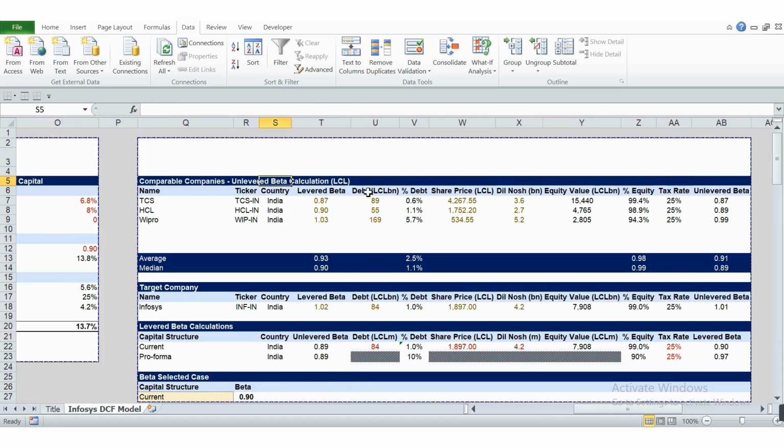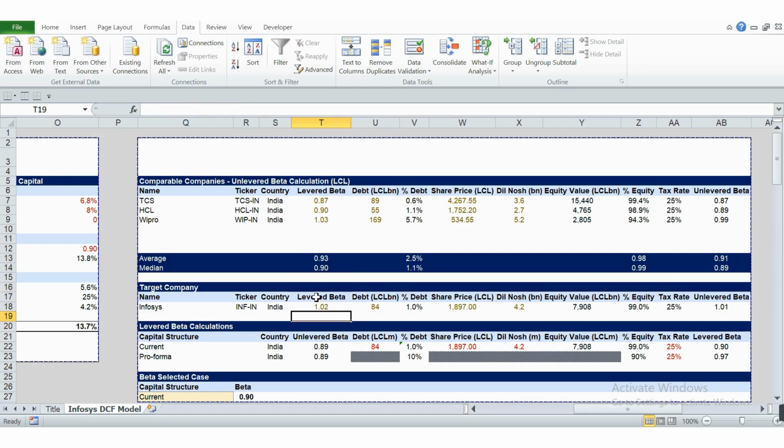Firstly, as Infosys is a listed company, we can take beta as a direct input. I'm assuming that the viewers of this video are already aware of the concept of beta: it captures the volatility of the share price of my target company with respect to the index. Because Infosys is listed, I'm getting a direct input of beta from here.